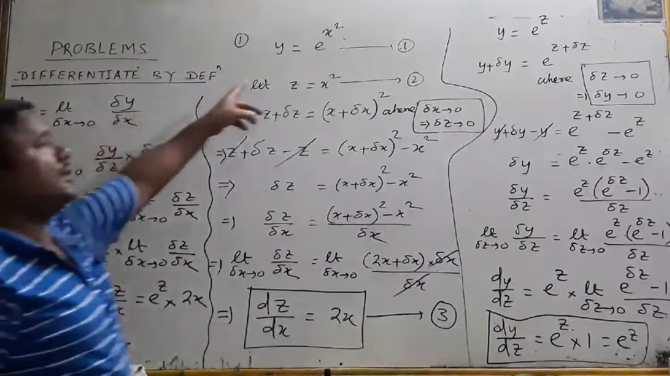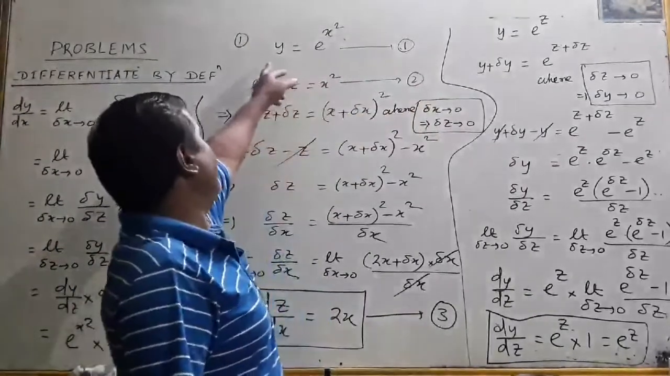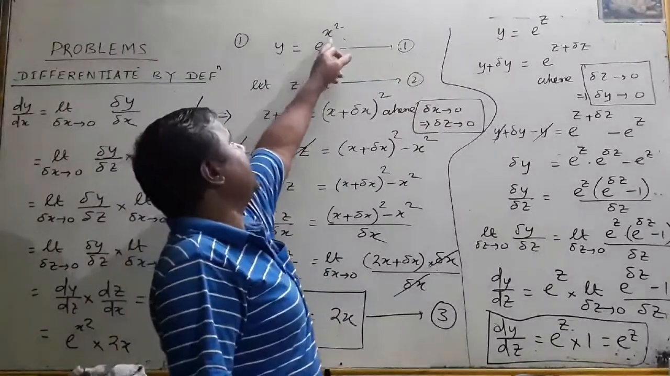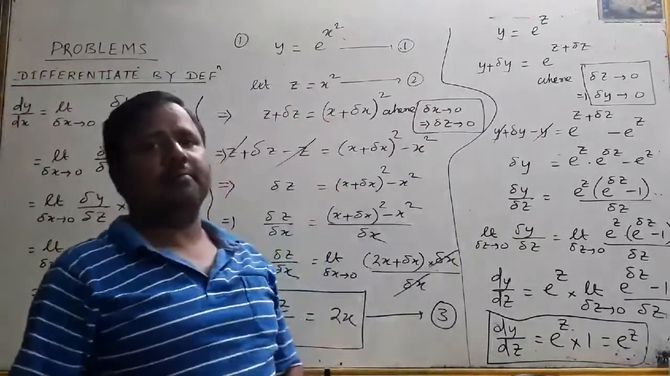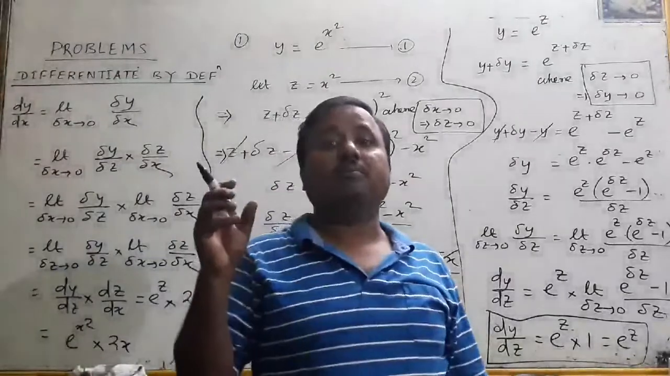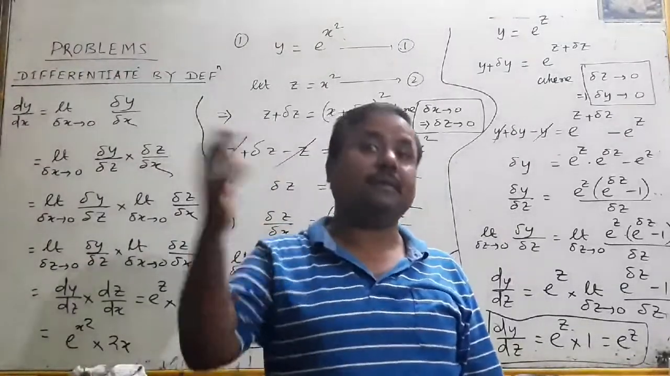There is also another method: y plus delta y is e to the power (x plus delta x) square. But I am not going to that method because it is somewhat tedious for the examiner.